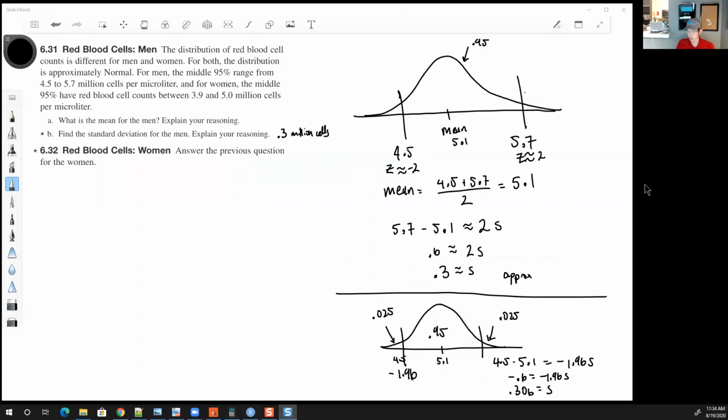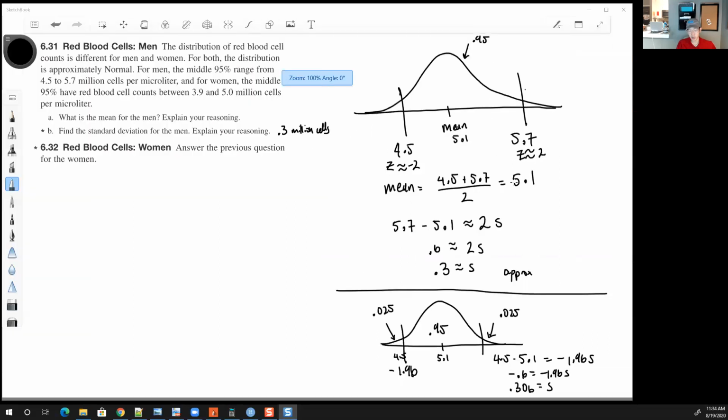All right, is that okay for 631? You would use the same kind of thing. You would just replace 4.5 with 3.9 and 5.7 with 5.0, and you go through. So the mean is right in the middle. If they tell you the range for the middle 95%, the mean would be right there in the middle, and then you can get that distance and divide by that to get the standard deviation.